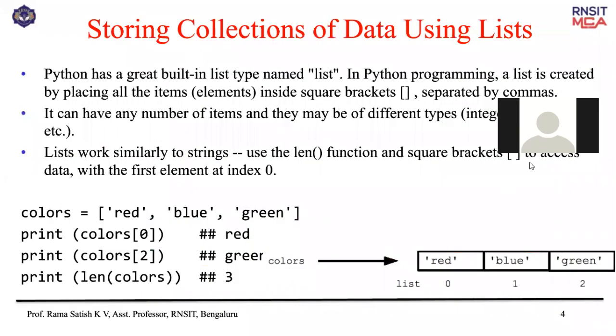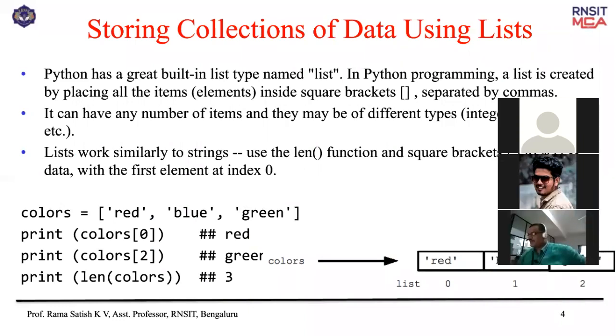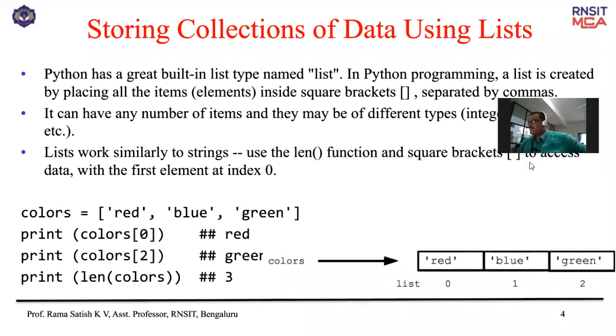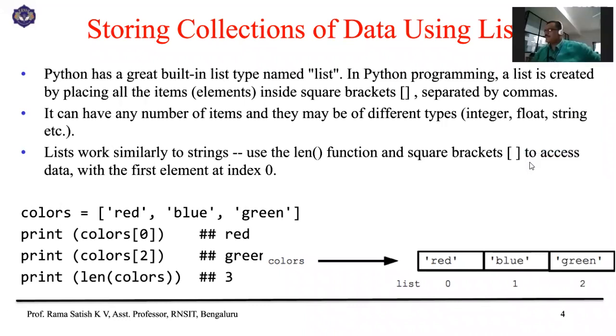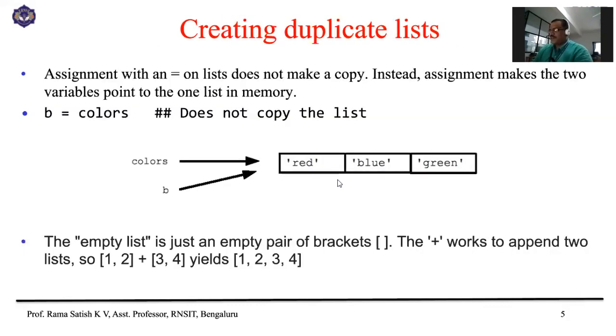Let us look into the recap of what we have discussed in the last class. We'll do a quick recap. Last class we understood what is a list, how to create a list, how to initialize a list, and how to access the list elements using the index numbers, and how to find the total number of elements in the list.